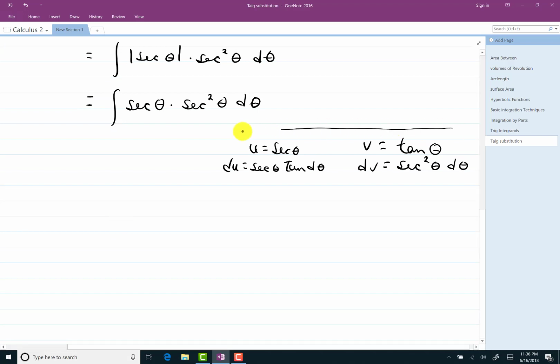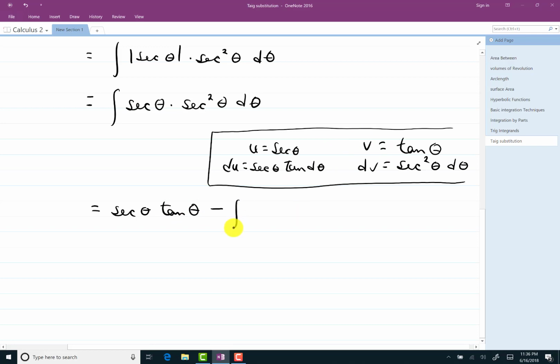I'll coordinate this off so it doesn't interfere with the problem. And so I end up with uv is secant theta tangent theta minus, now I need to do v du. You've seen this before. I'll end up with secant theta tangent squared theta d theta.